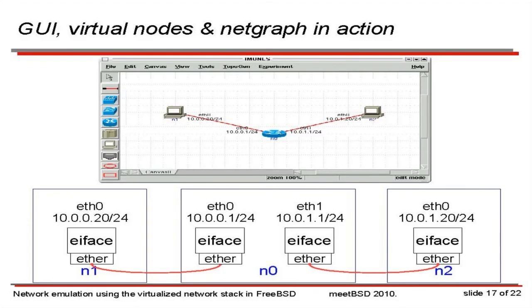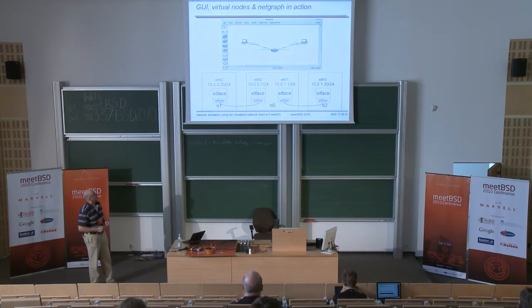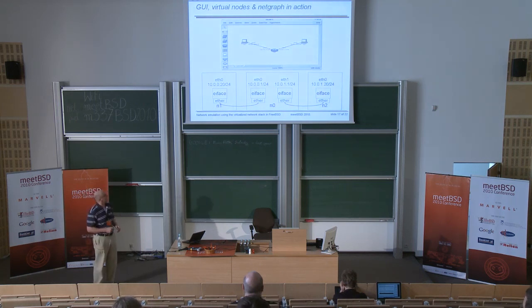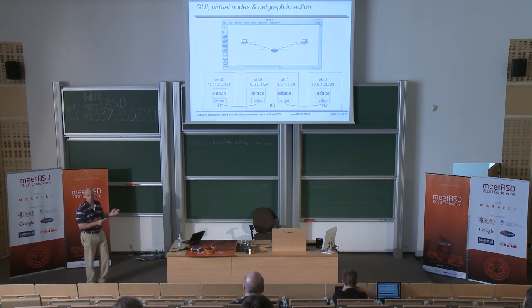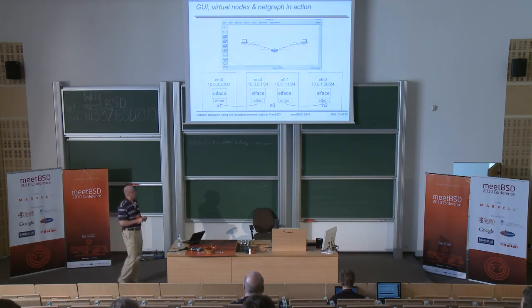So now we come back to what we saw in the demo. This is from what we saw in the GUI. We have three virtual network stack instances, three vnet jails. We have a pair of netgraph interfaces connected back to back, connecting those two vnets together, and well, that's it. That's how the packets flowed in the demo that we saw.